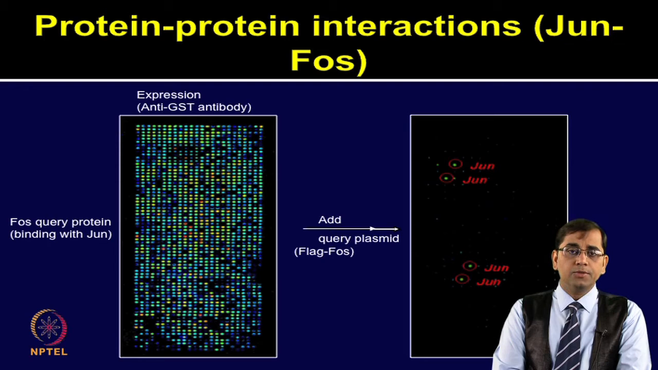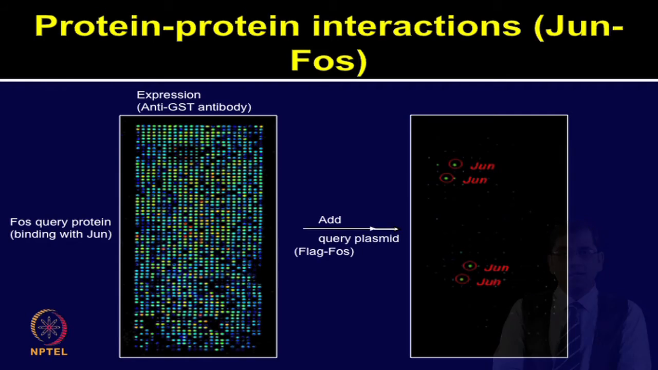In this study, students used Phos as a query protein and then identified Jun, printed 4 times on the chip, as a target. Jun-Phos was used as a model system to demonstrate how protein-protein interactions can be studied by using the cell free expression based NAPA microarray system. Let us look at some more case studies where protein microarrays have been used for studying the protein interactions.